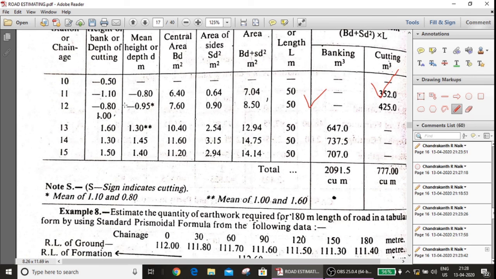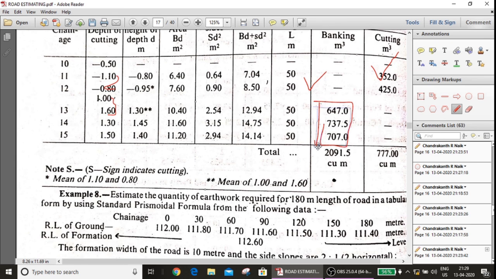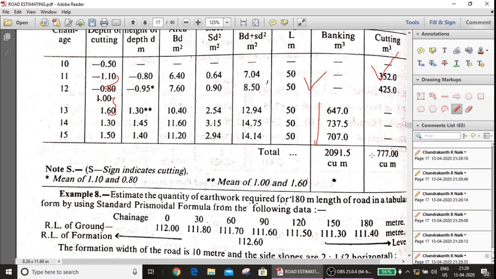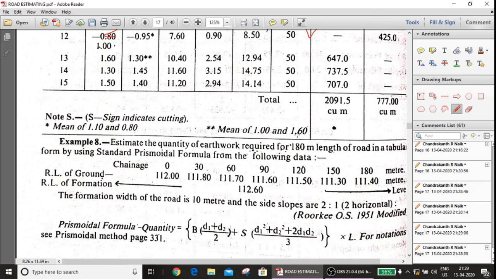So for this 1.10 cutting, plus 0.80, we are getting 0.95. How do we get it? By taking the mean of these two. And for 1.30, by taking the mean of these two for banking. So these values are in banking. In the ground, what we are doing is writing it here. So we will get cutting values and banking values.